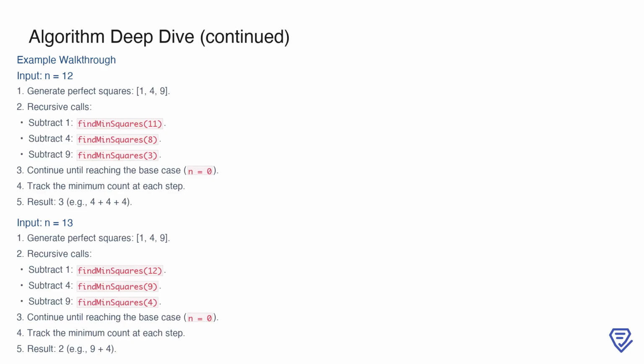For n equal to 13, the perfect squares are the same, 1, 4, and 9. Subtracting 1 gives find min squares, 12, subtracting 4 gives find min squares, 9, and subtracting 9 gives find min squares, 4. Again, we track the minimum count at each step. The result for n equal to 13 is 2, as 13 can be expressed as 9 plus 4. These examples illustrate how the recursive process works and how the algorithm arrives at the optimal solution.